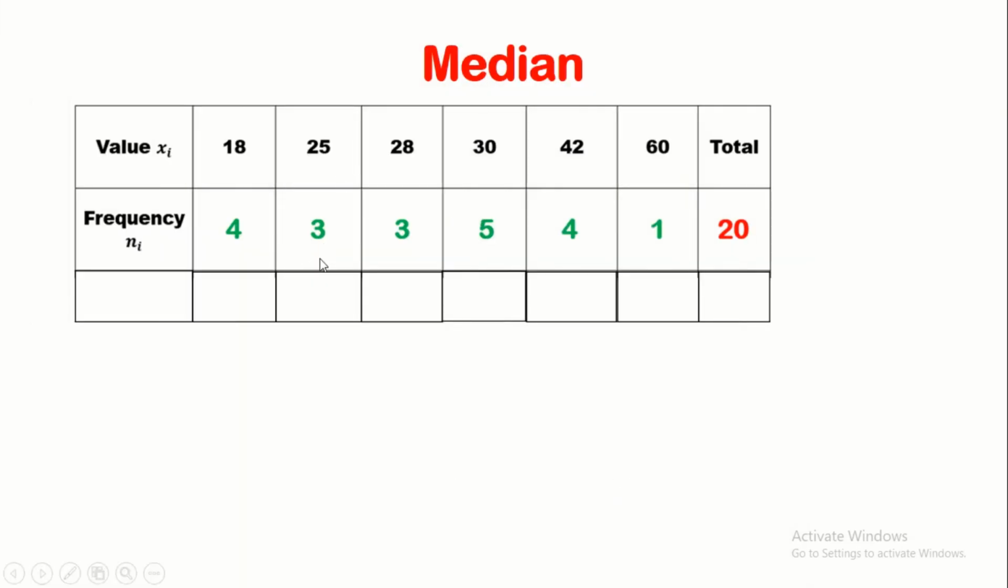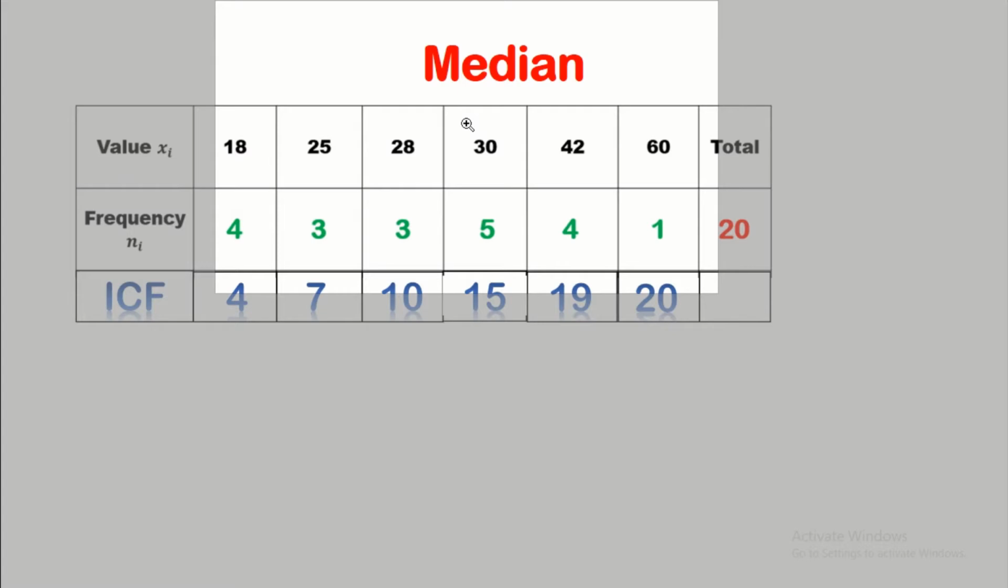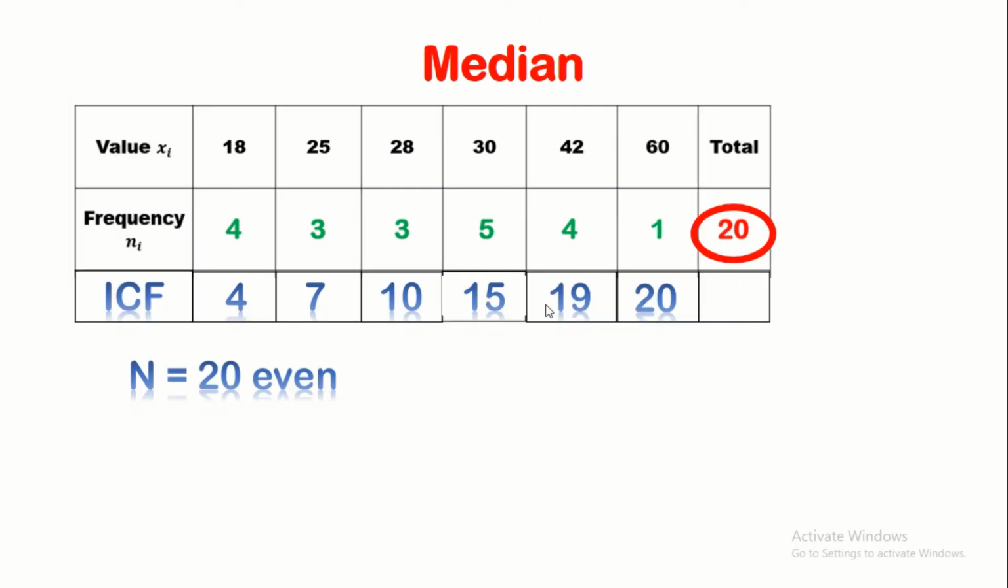Well, what about the median? In order to know the median, we should first have solved the increasing cumulative frequencies. We copy the first one the same, 4. Now plus 3, it's 7, plus 3, 10, plus 5, 15, plus 4, 19, plus 1, it's 20. Then we should note that the total 20 is even.